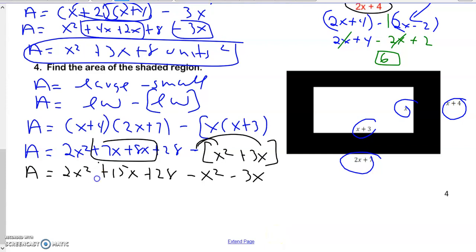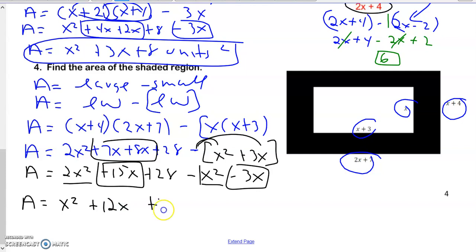Finally, I'm going to combine like terms one last time. And I'm kind of marking it up. I know Mr. Wonderful's here, so 2 minus 1 is x squared. 15 minus 3 is plus 12x plus 28 units squared.